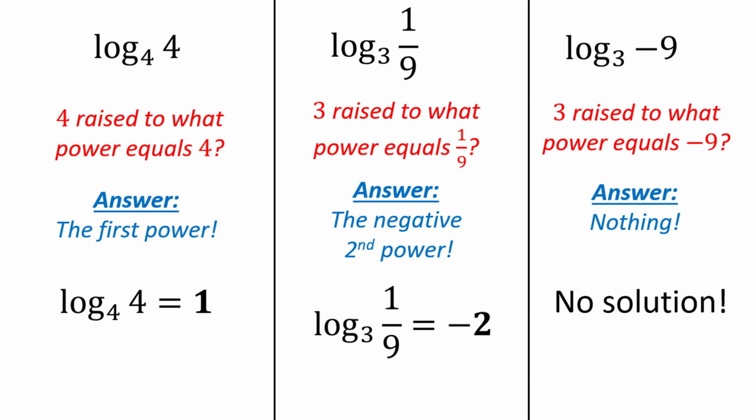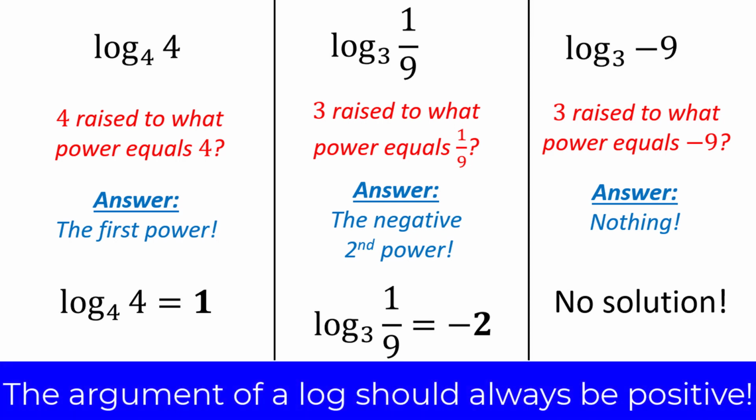Or we might even say that this expression is simply not defined for the value negative 9. Generally, as we typically only consider positive bases for logs, the argument must always be positive. So the number out in front of the log should always be greater than 0 for any log in order for a solution to exist.